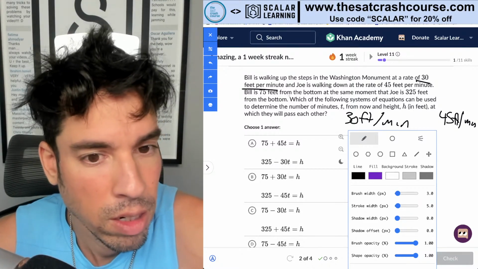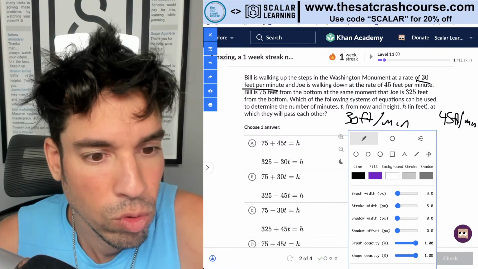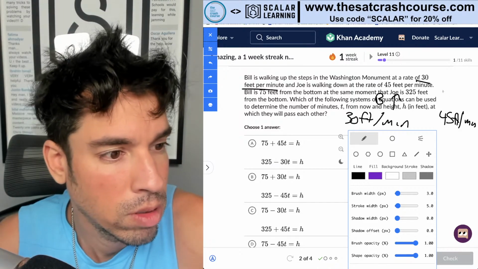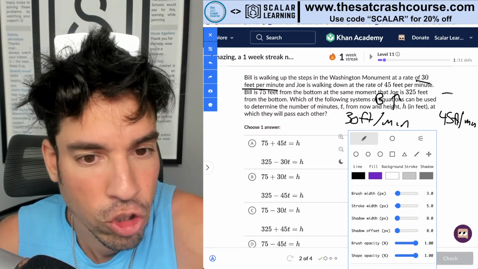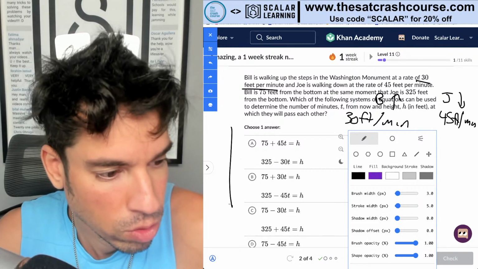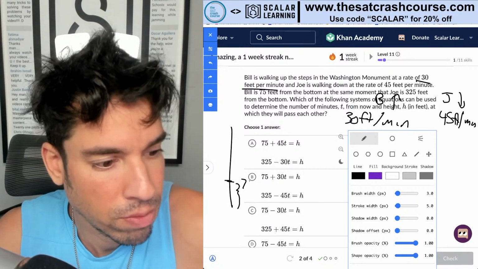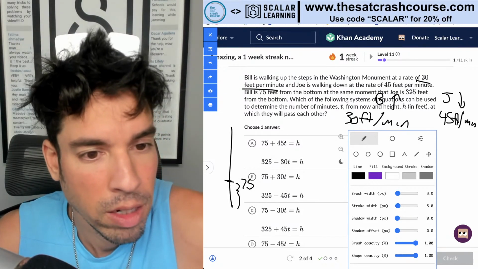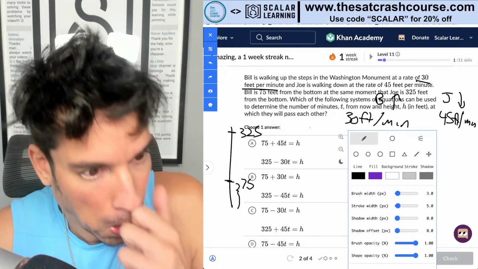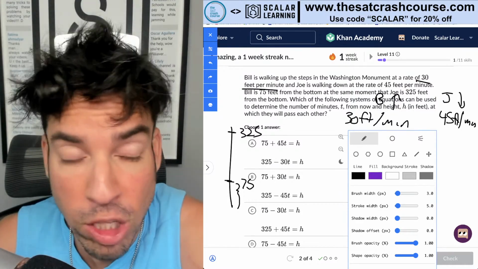Hold on, let me draw this. So, wait, this is Bill, and he's going up. This is Joe, and he's going down. Let's see if I can draw this out this way. So Bill is 75 feet from the bottom, and Joe is 325 feet from the bottom. Okay. Which of the following can be used to determine the number of minutes at which they will pass, at which they will meet, basically.